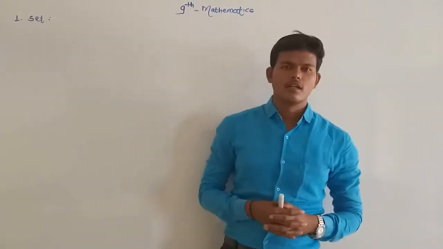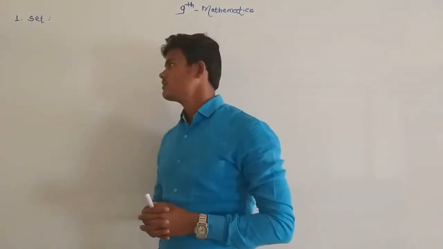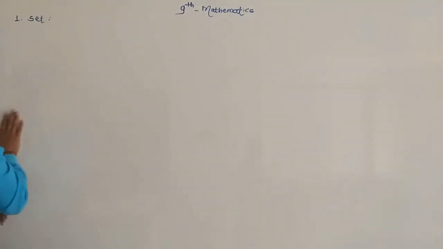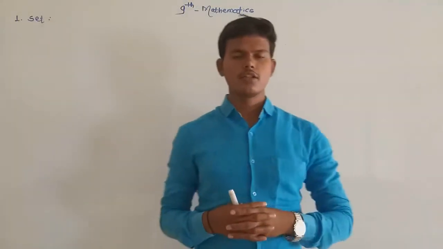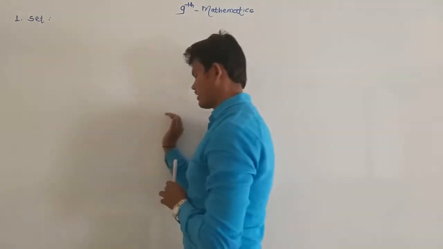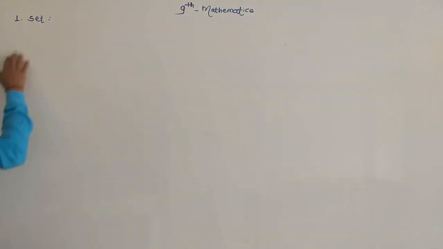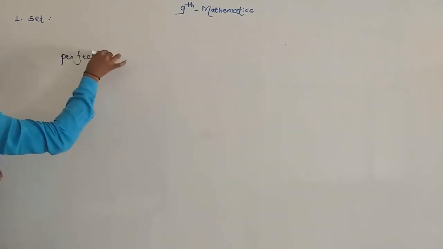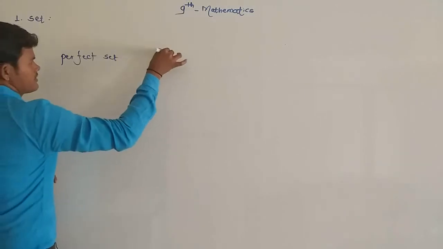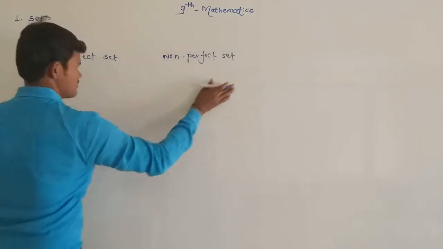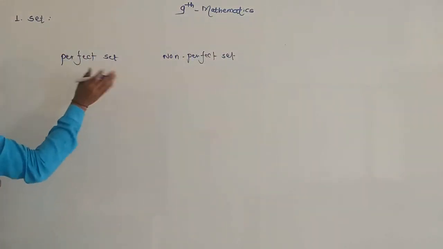Students, in the previous video we saw what a set is and how to write a set using the listing method. Before starting a new point, some students are not getting what a set actually is. Basically, there are two types of sets: perfect sets and non-perfect sets. So first, let's see one example of each.